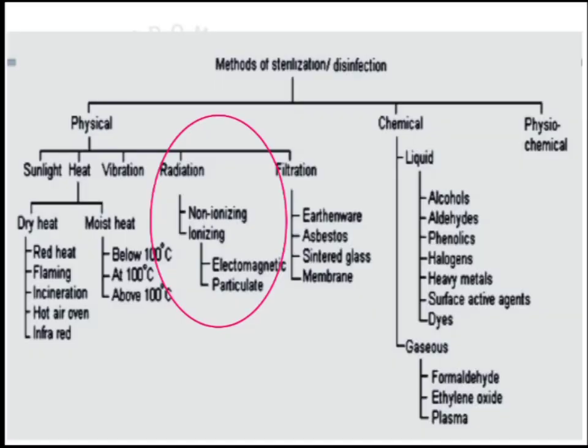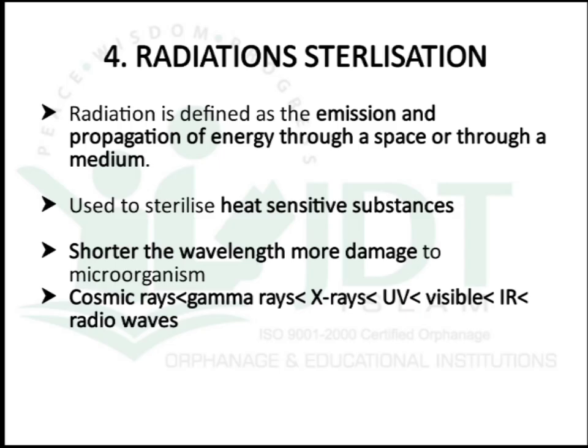Now coming to the next method of sterilization, sterilization by radiation. This can be done by either ionizing radiation or non-ionizing radiation. Radiation is defined as the emission and propagation of energy through space or through a medium. This radiation can be used to sterilize heat sensitive substances. In radiation, the shorter the wavelength, the more damage it gives to the microorganism. So cosmic rays less than gamma rays, less than X-rays, less than UV rays, less than visible, less than IR and less than radio waves.